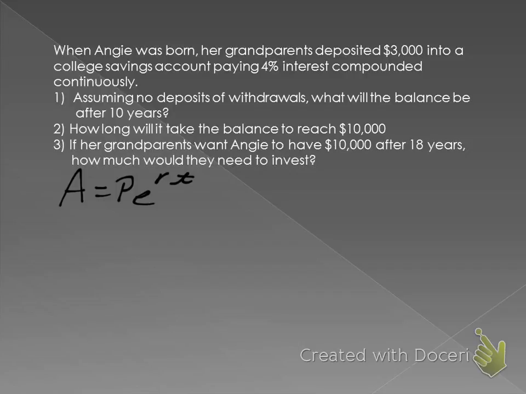Okay, so number one. Assuming no deposits or withdrawals, what will be the balance after 10 years? So we know that they started with 3,000. We don't know E. We know the rate's 4%, so we make that a decimal at 0.04. And we want to know the balance after 10 years.